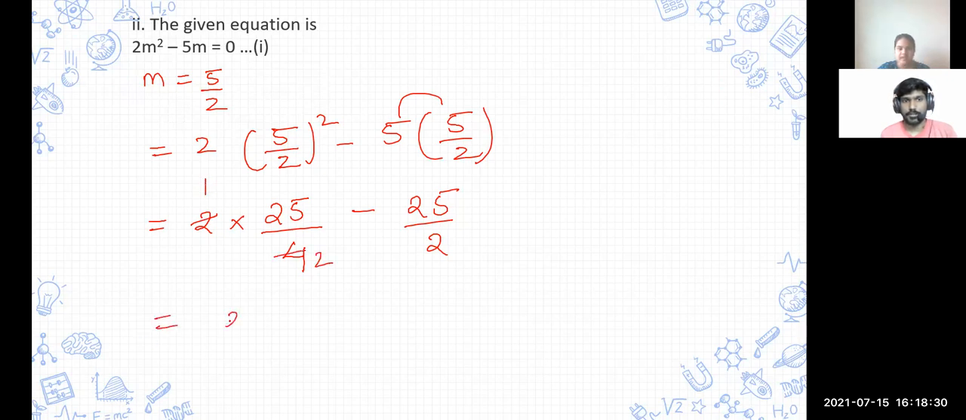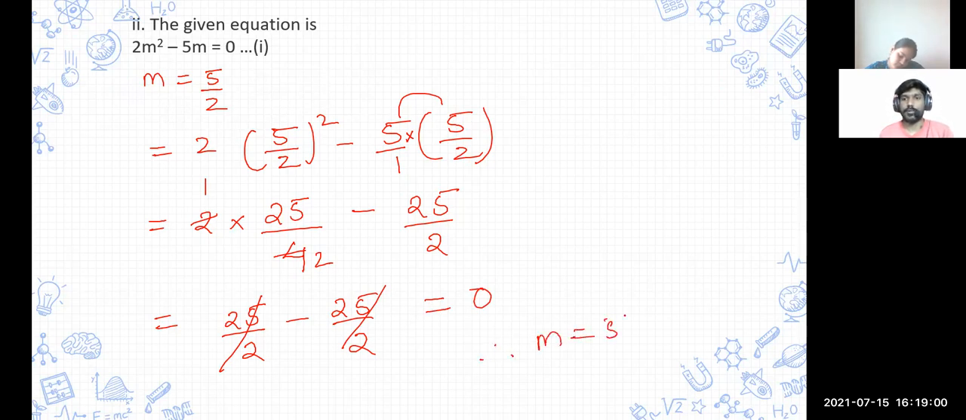Why didn't we cancel the 5 and 5 in 5 into 5 upon 2? Treat both as fractions. So numerator with numerator and denominator with denominator. So this becomes 25 upon 2 minus 25 upon 2, which gets cancelled and you get 0. So from here you can say that m is equal to 5 upon 2 is the root of the given equation.